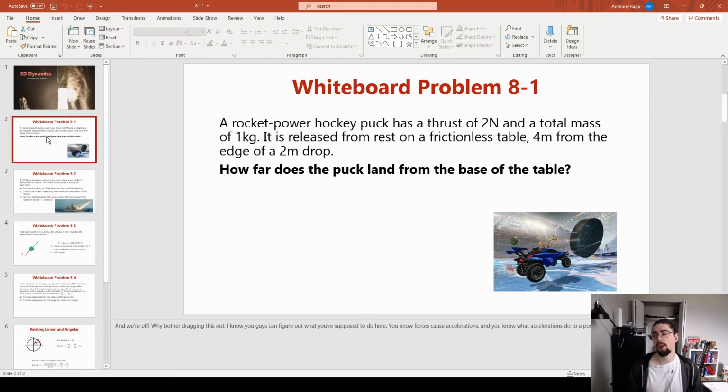It is released from rest on a frictionless table 4 meters from the edge, and the table is 2 meters tall. How far does the puck land from the base of the table? This is a classic projectile motion problem. The new condition, though, is that there is an acceleration in the x direction. Otherwise, nothing has fundamentally changed.